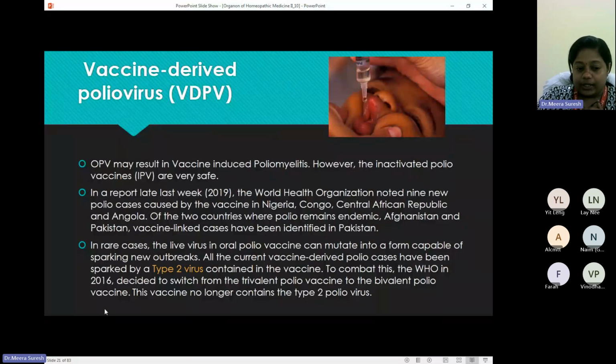So what the WHO has done in 2016 is to switch from the trivalent polio vaccine, that is using OPV type 1, 2, 3. Because 3 are used, it is the trivalent polio vaccine. So from 2016, they stopped it and started using the bivalent polio vaccine, that is type 1 and 3, and the vaccine no longer contains type 2 polio virus. So that is what they have started doing from 2016. But the people who had the vaccine before that might still have vaccine-derived cases.